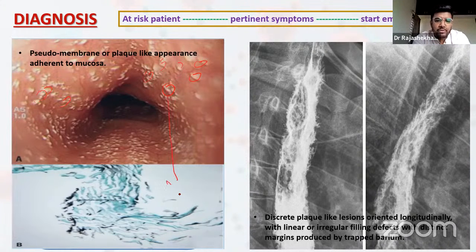If you take a biopsy of this particular site, you can see mycelial forms of the fungus with a budding yeast pattern. This is a barium esophagogram of candidal esophagitis. You can see discrete plaque-like lesions oriented longitudinally along the esophagus, and linear and irregular filling defects. You can see some filling defects here, produced by trapped barium in the distinct margins. This is a typical feature of esophageal candidiasis.